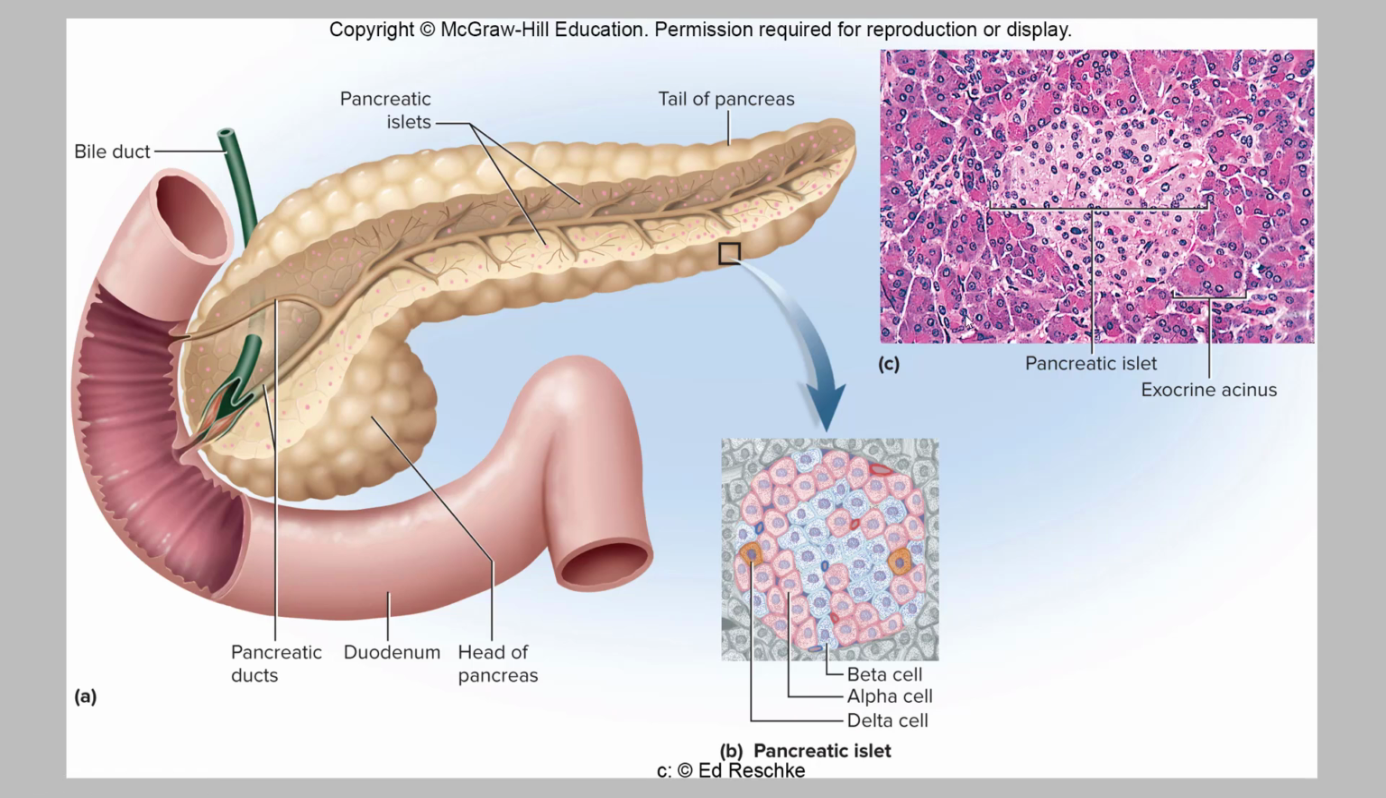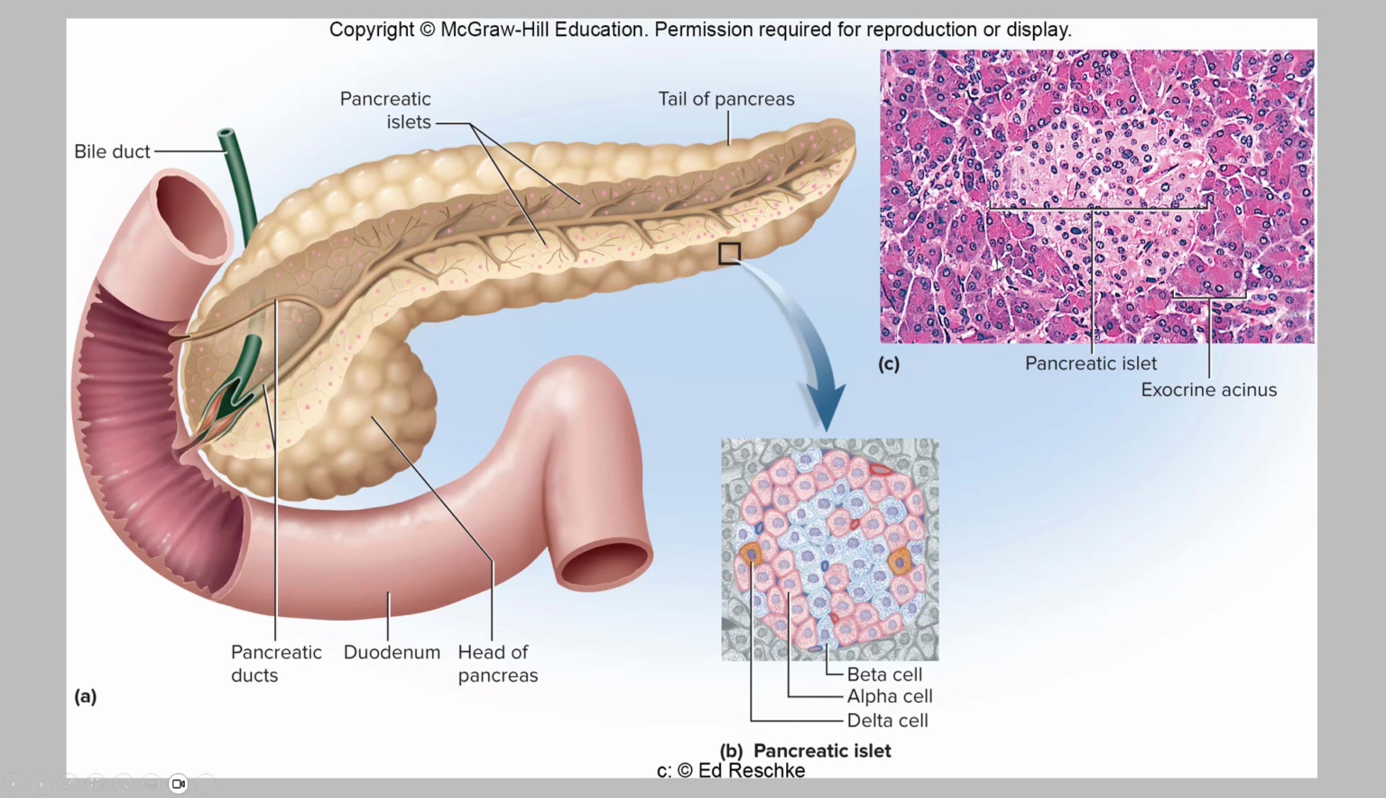But scattered here and there are these lighter staining areas, and these are called the islets of Langerhans, or the pancreatic islets. And this is the endocrine part of the pancreas.